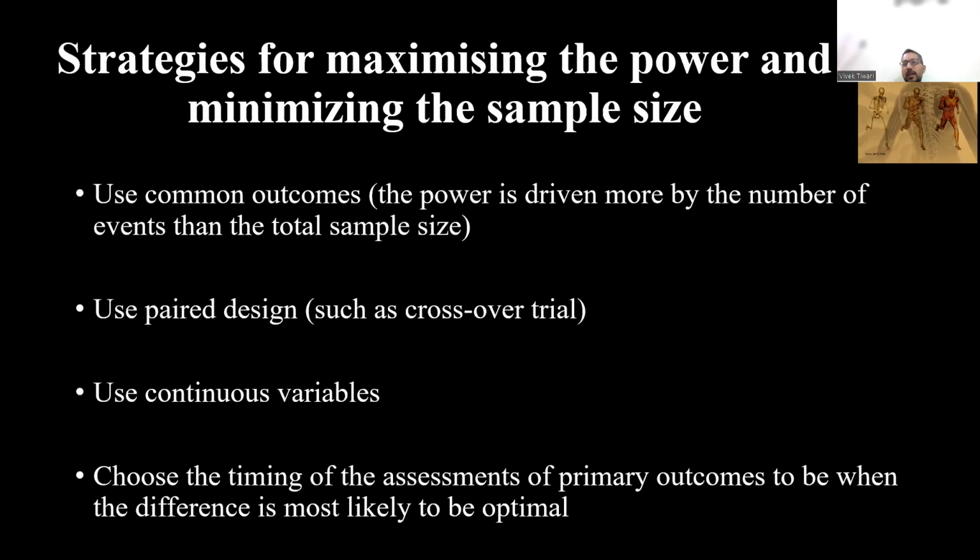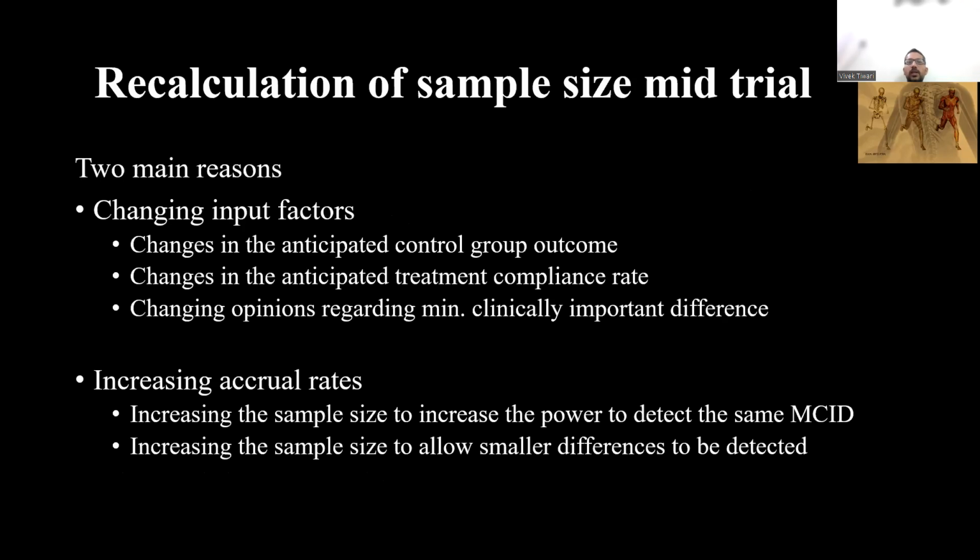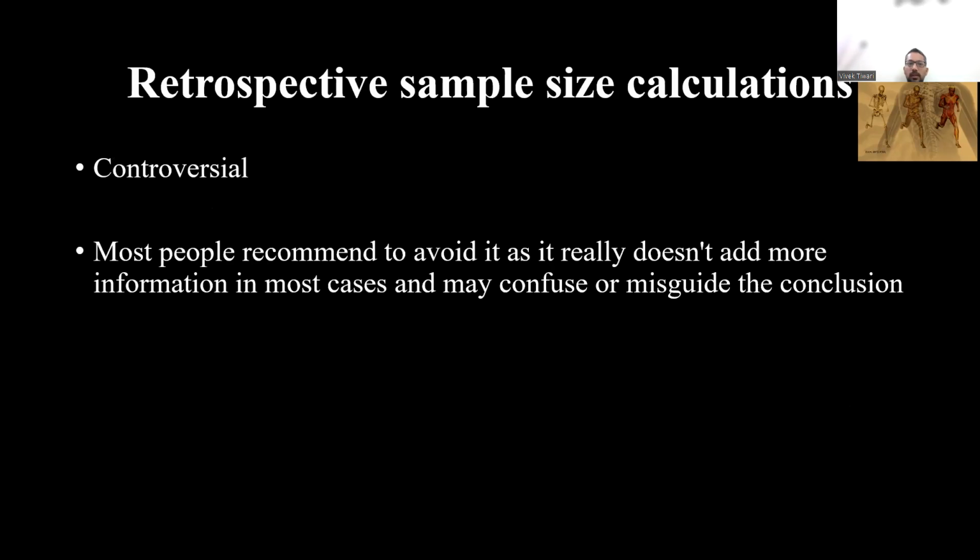The strategies for maximizing the power and minimizing the sample size are: use common outcomes, use paired design, use continuous variables, and choose the timing of the assessments of primary outcomes to be when the difference is most likely to be optimal. We may have to recalculate the sample size in the middle of the trial when we change the input factors and when there are increasing accrual rates. Retrospective sample size calculation is very controversial and most people recommend avoiding it as it really doesn't add more information in most cases and may confuse or misguide the conclusion.